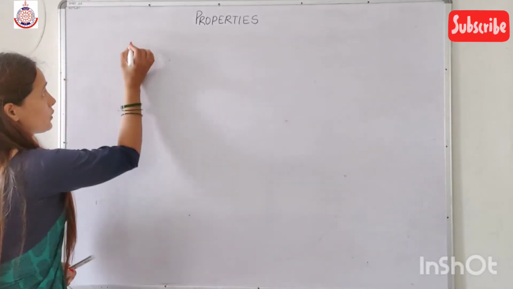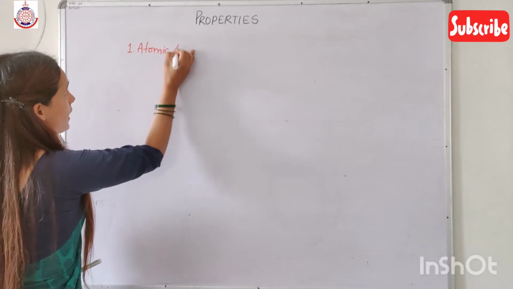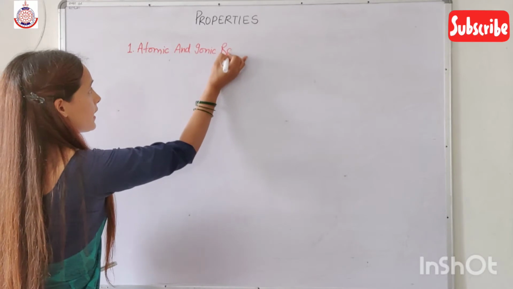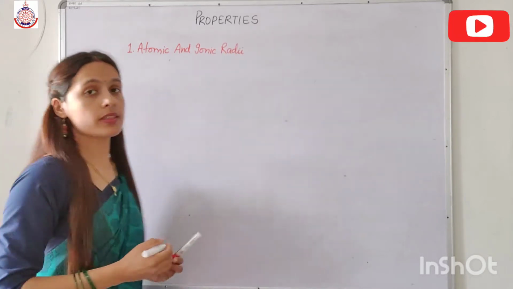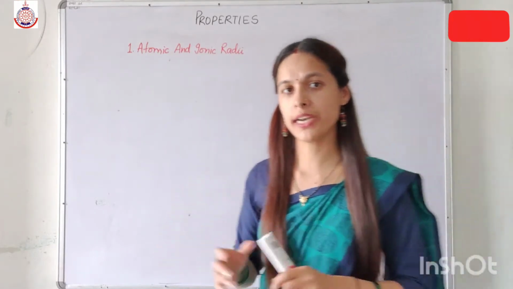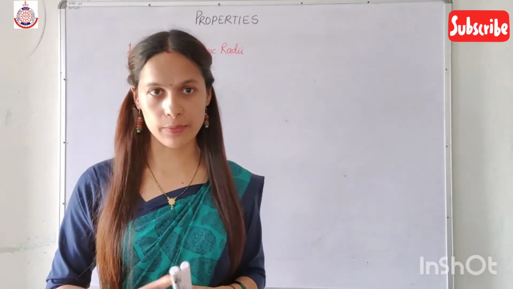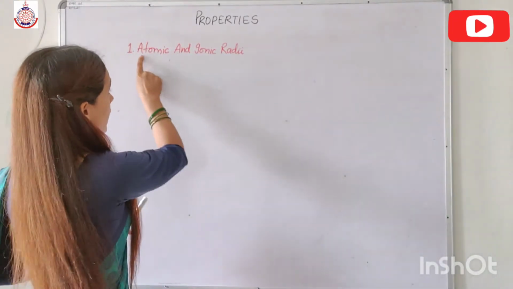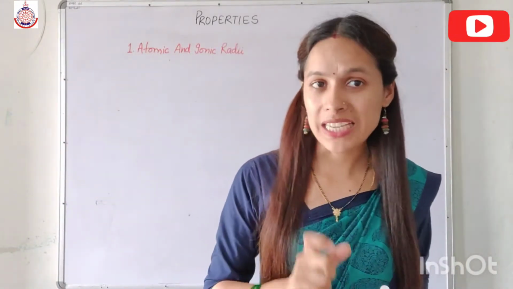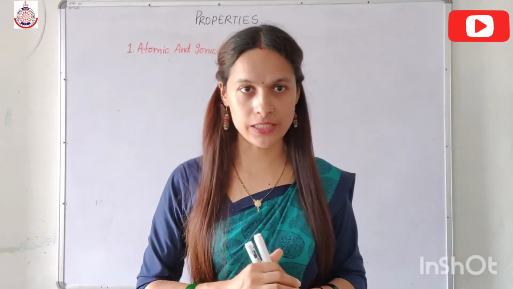First property which we are going to discuss is atomic and ionic radii. Now, the atomic and ionic radii of the D block elements: the atomic radii of the D block element lie in between the S and the P block elements.